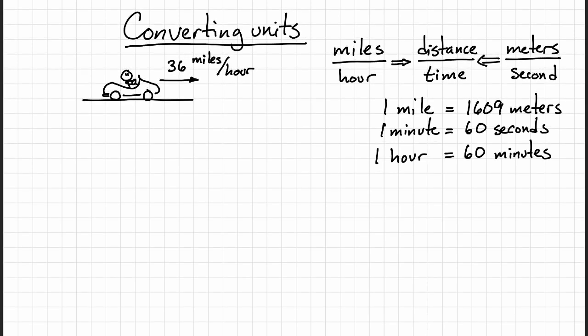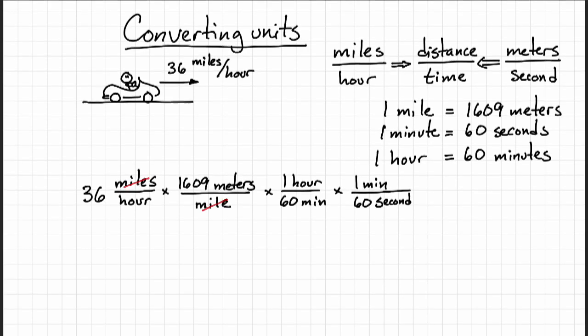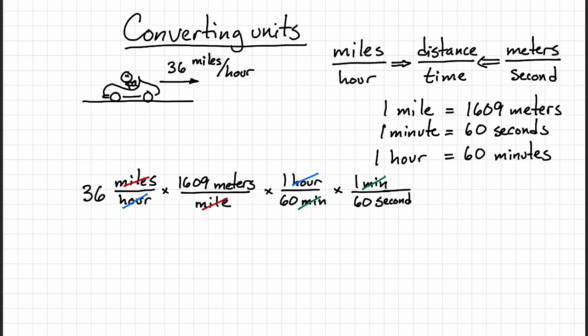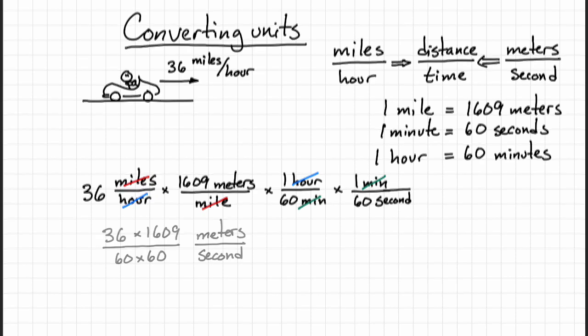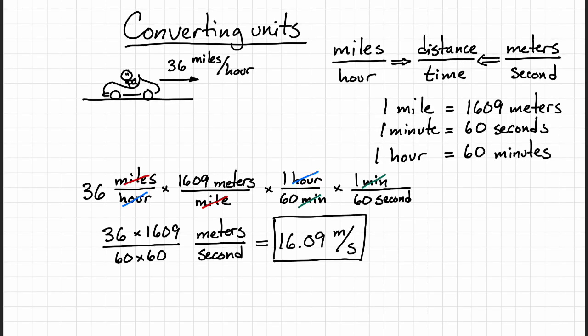straightforward. We simply multiply 36 miles per hour by 1,609 meters per mile times 1 hour for every 60 minutes and 1 minute for every 60 seconds. The units at the top and the bottom cancel out, and then we can combine all of the numbers together, and we're left with meters per second. So 36 miles per hour is 16.09 meters per second.